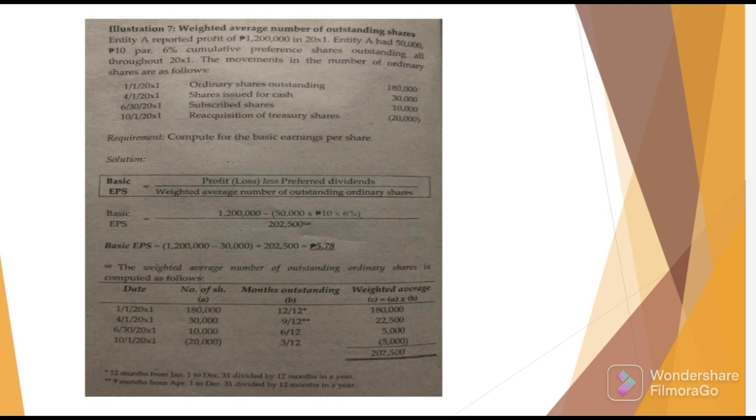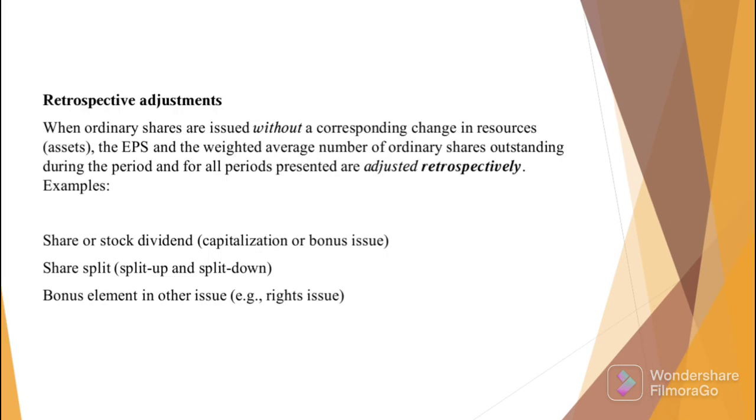Ngayon, pumunta naman tayo sa retrospective adjustments. Ano ba yung retrospective adjustment? Ito yung ina-adjust retrospectively yung earnings per share and weighted average number of ordinary shares sa isang period at sa iba pang mga periods kapag yung mismong ordinary share ay in-issue at hindi nagalaw yung asset. Example nito yung mga share or stock dividend katulad ng capitalization, bonus issue, share split din, split up and split down. Yung bonus element in other issue din katulad ng right issue.